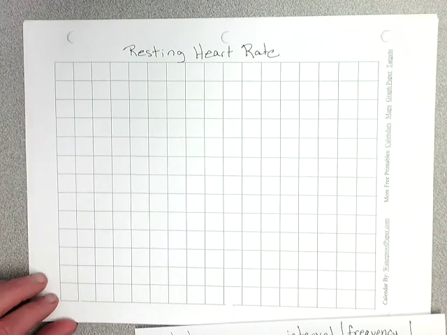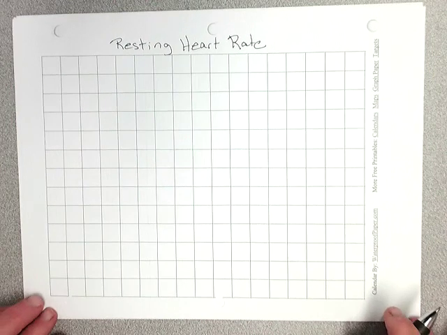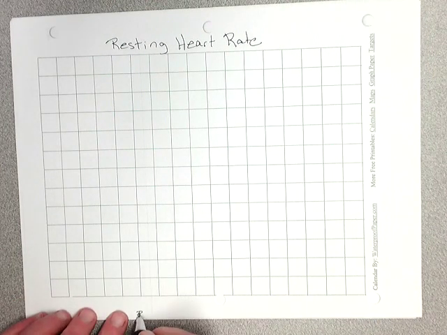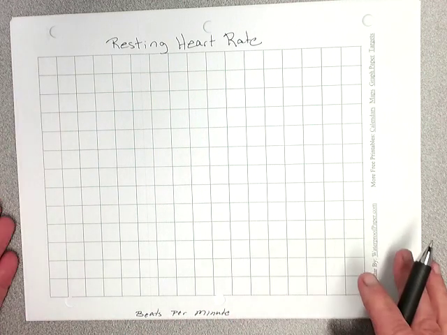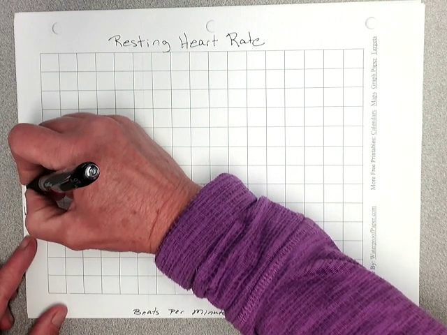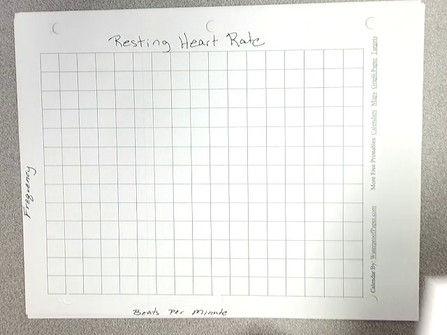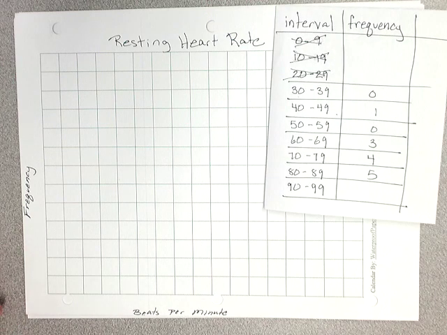Okay. And then on the bottom, on my x-axis going across, is heart rate in beats per minute. So I'm going to write in beats per minute because that's what I'm measuring in this chart. The y-axis going up and down is the frequency, as in how many times did those intervals occur. And then I'm just going to use my information that I put on my interval chart, and I'm going to put it into my histogram. So I'm going to leave that right there where I can see it.